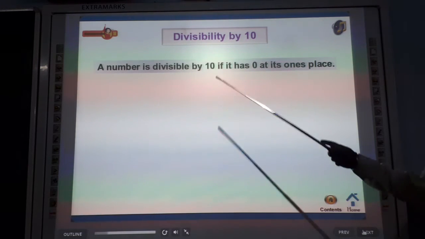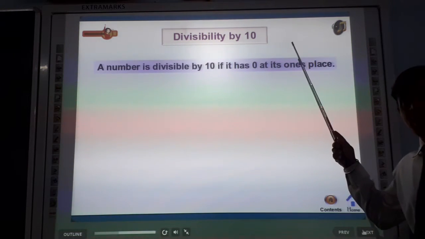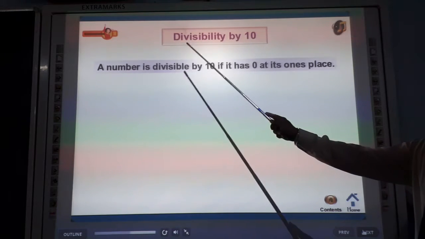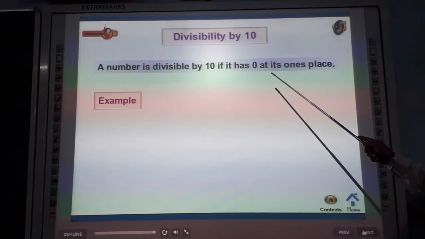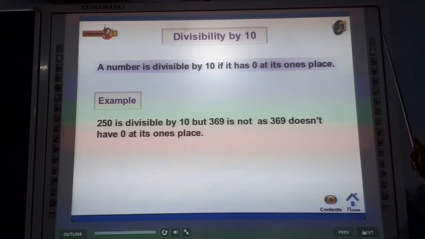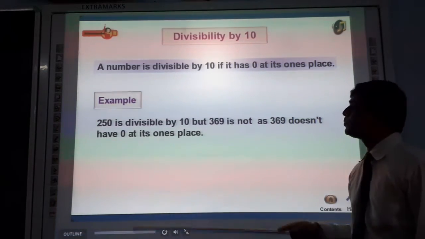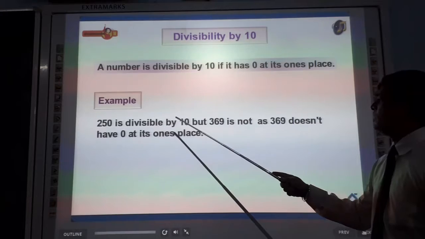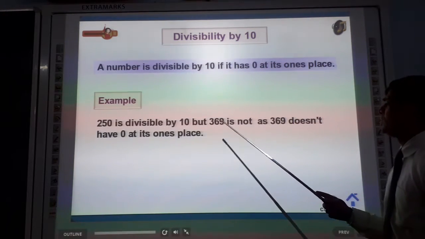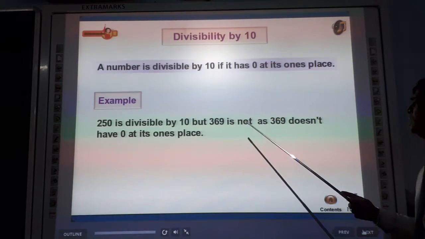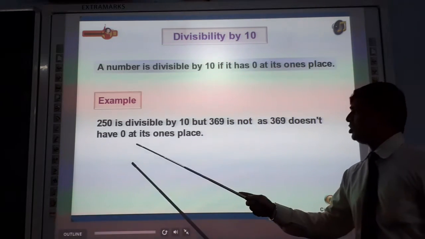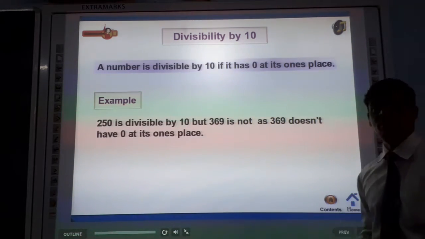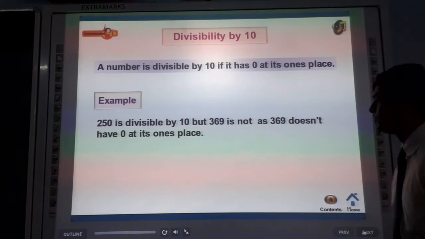Now, first is divisibility by 10. Look here. A number is divisible by 10 if it has 0 at its ones place. For example, 250 is divisible by 10, but 369 is not, as 369 doesn't have 0 at its ones place. Okay, student?